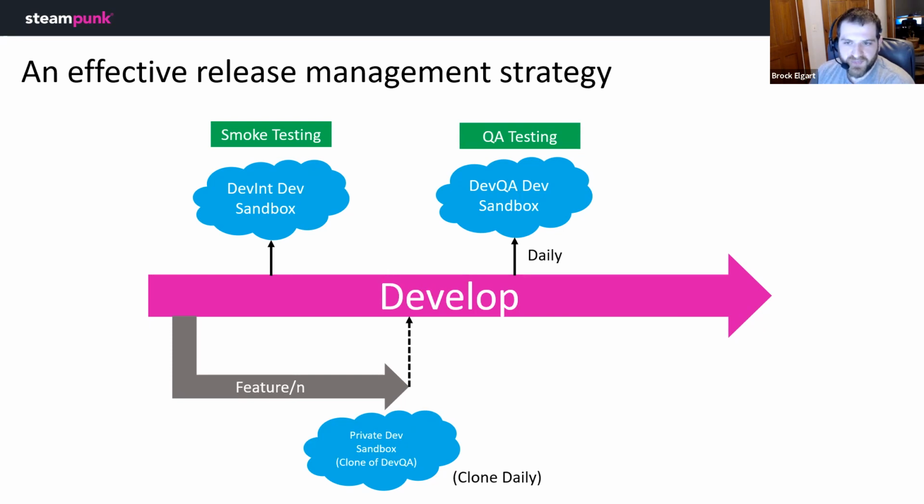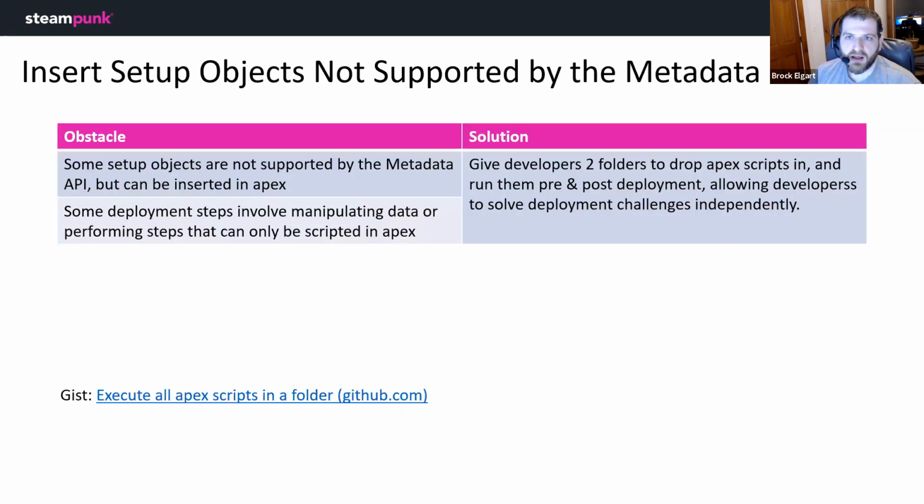So the next thing I wanted to talk about is just a really simple solution to solving a lot of the gaps in the metadata API. Some setup objects are not supported by the metadata API, but can be inserted in Apex. And some deployment steps involve manipulating data or performing steps that can only be scripted in Apex. So what I like to do is give developers folders to drop Apex scripts in, and then run those automatically pre and post deployment, allowing them to solve deployment challenges independently.